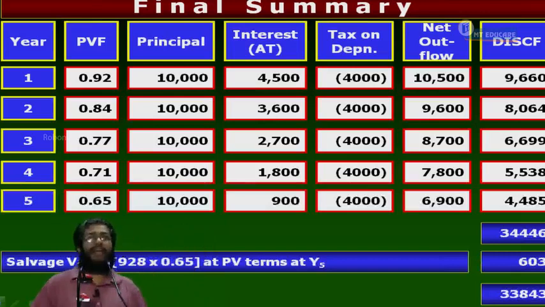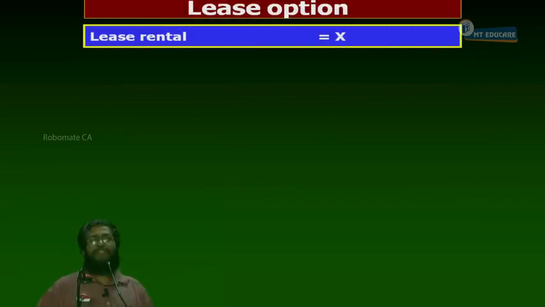Next, write down Alternative 2: lease option. I think you are understanding, ready or not? Let the indifference lease rental be X. When I say indifferent lease rental, what does it mean? I'll be equally okay between the loan and lease option.